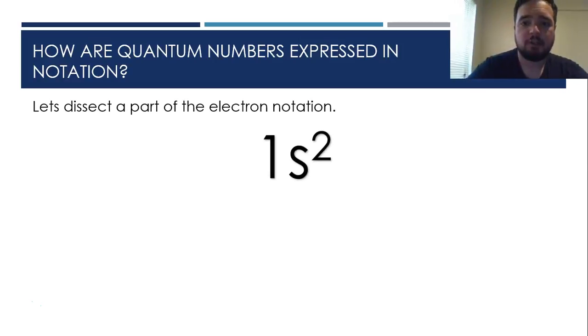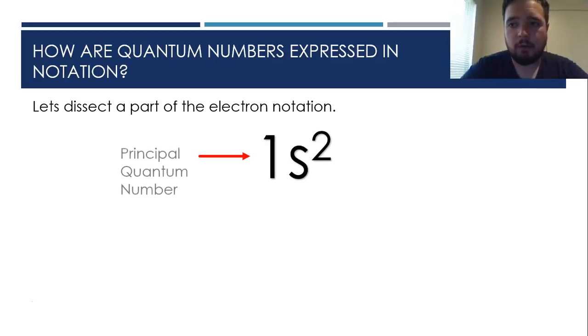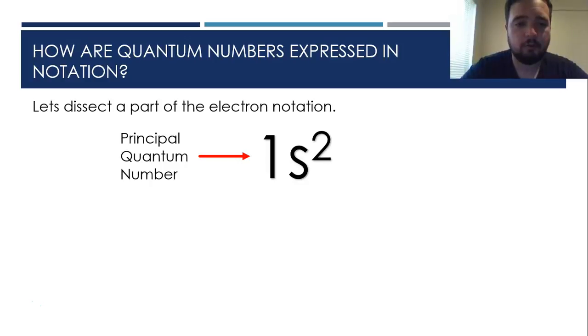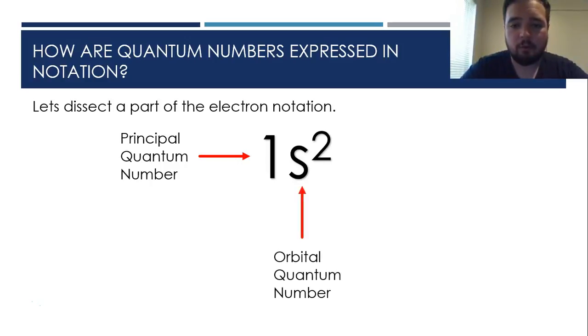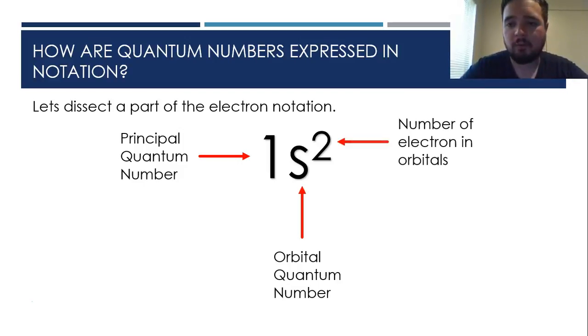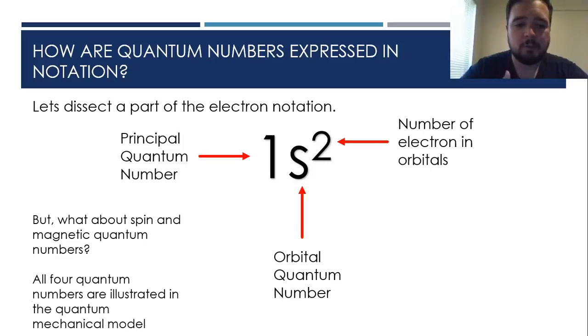If I take the electron configuration for helium, which is 1s2, I can say that the 1 is the principal quantum number, which represents the energy level of that particular orbital that those electrons are occupying. And then the s represents the orbital quantum number, which is the shape of that orbital, that sphere that the electrons are occupying. And then 2, that superscript, represents the number of electrons within that particular orbital. But you're probably asking yourself, where are the spin and magnetic quantum numbers? Well, those are actually demonstrated within the quantum mechanical model, which we've actually started writing a little bit in the previous videos, but you probably just haven't realized yet.